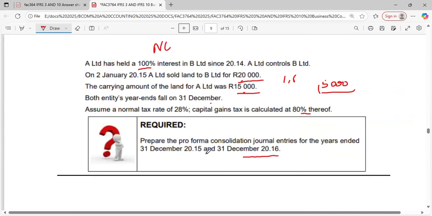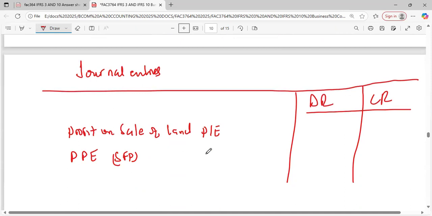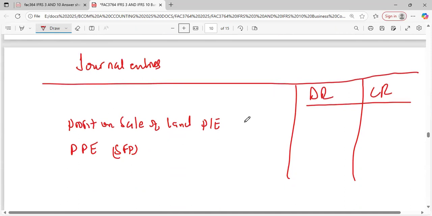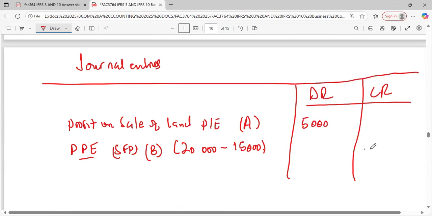A Limited, they say on 2 January, A Limited sold land to B Limited. So which means here, the profit for A Limited is the one that is going to be reduced, and the PPE for B Limited is the one that is going to be reduced. So you have to indicate here. And by how much? This one is straight. It's going to be 20,000 minus 15,000. Then you are going to have 5,000 here, 5,000 here. You have eliminated your profit.